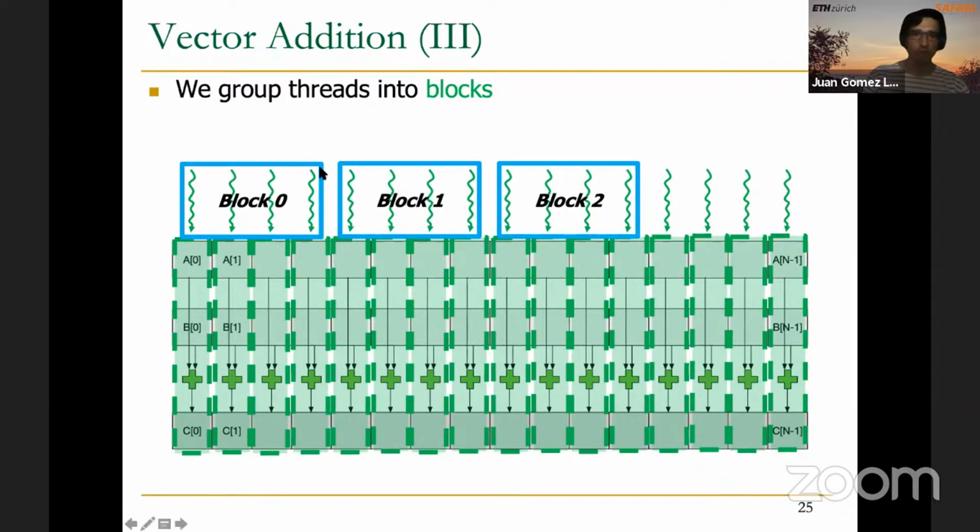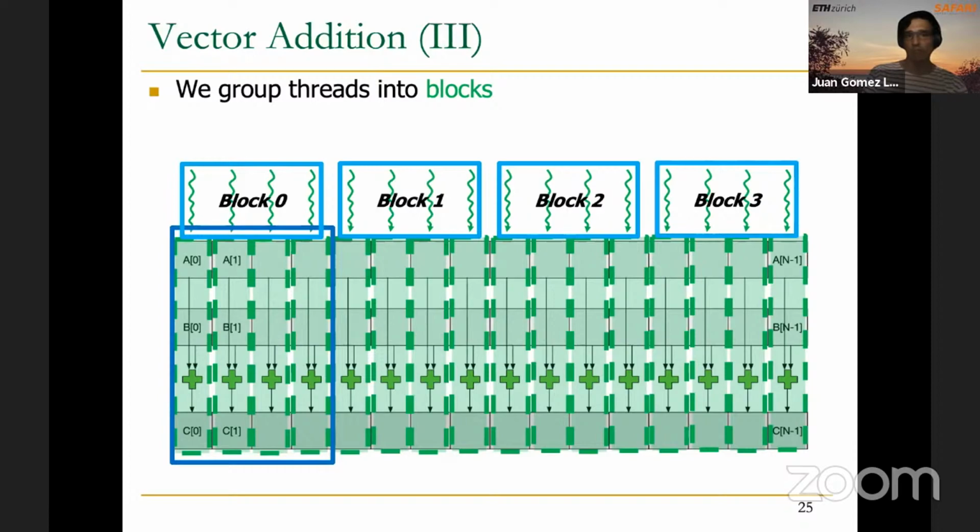So the first 4 threads will create block 0, the next 4 threads block 1, then block 2, and block 3. And we assign some of the computation to each of the blocks. This is the part of the output array C that block 0 is going to compute.